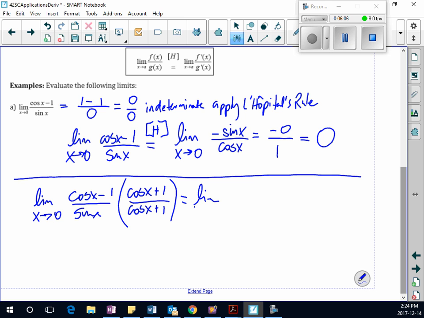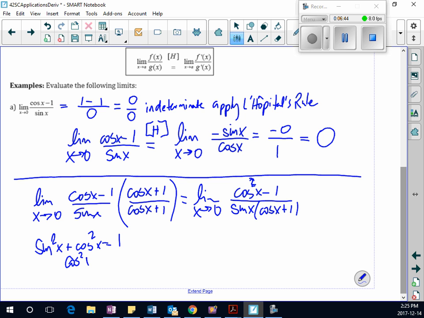So then we get the limit as x goes to 0. We get what? Cos squared x minus 1 over sine x times cos x. Remember we didn't multiply that through. And then what do we try to do after that? Yeah, turn that into sine squared. Remember sine squared plus cos squared x equals 1. So if I wanted cos squared x minus 1, does everybody see? This would be minus sine squared x, yes?